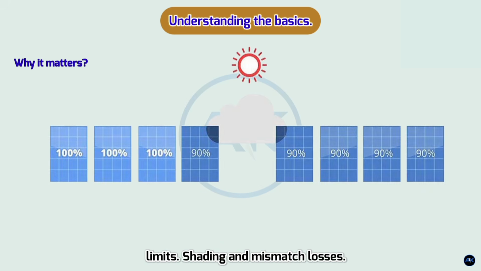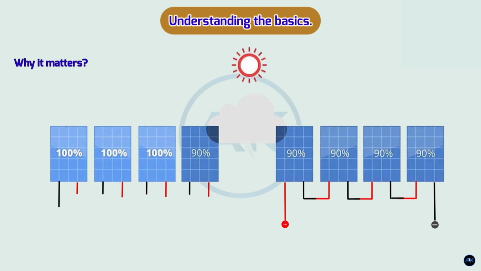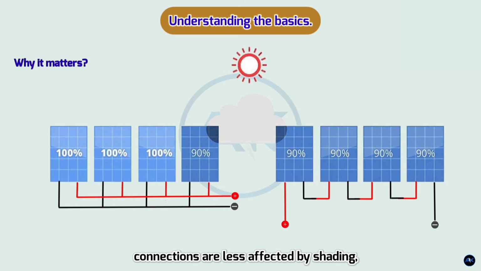Shading and mismatch losses. Series connections are more sensitive to shading, as a single shaded panel can significantly reduce the output of the entire string. Parallel connections are less affected by shading, as each panel operates independently.